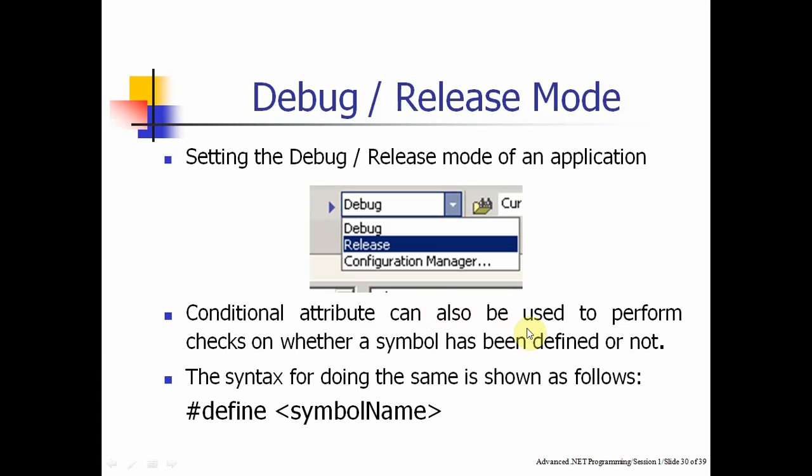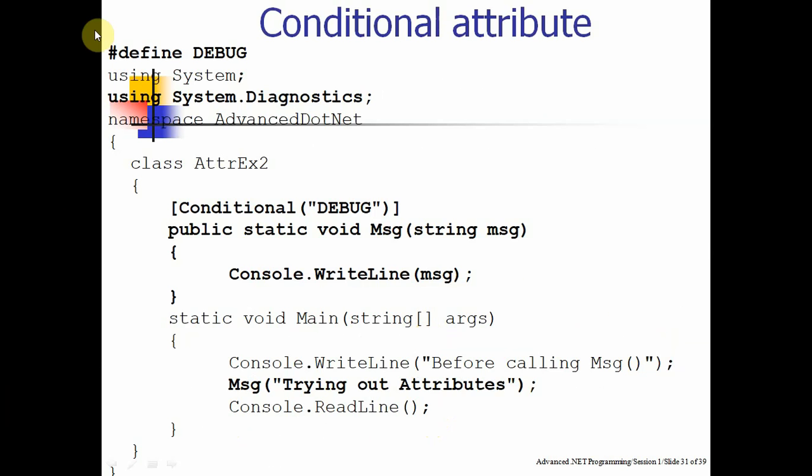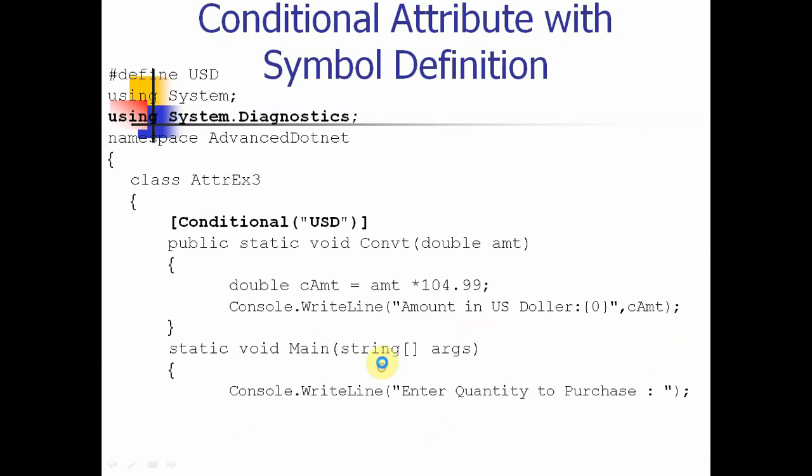So the conditional attribute can also be used to perform a check whether the symbol has been defined or not. So sometimes we need this define statement also for conditional operator, conditional attribute. So I will explain it in the next slide. So see the another program. Here we are writing this define statement. So this is something different than the previous one.